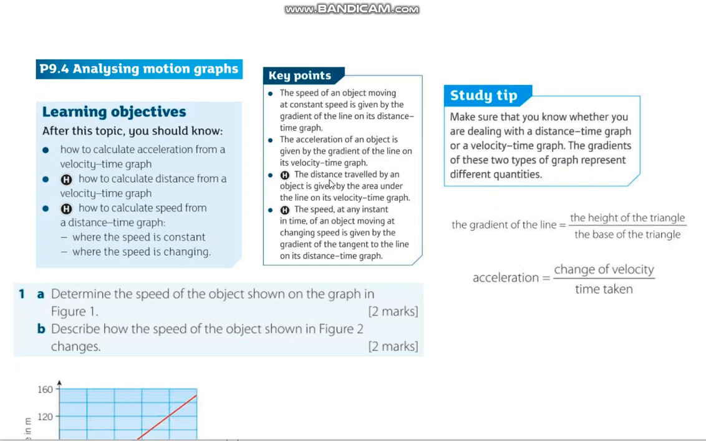Then for higher tier, the distance travelled by an object is given by the area under the line on its velocity time graph, and the speed at any instant in time of an object moving at changing speed is given by the gradient of the tangent to the line on its distance time graph. The two equations that you need to know here are that the gradient of the line equals the height of the triangle divided by the base of the triangle, and that the acceleration is the change of velocity divided by the time taken.